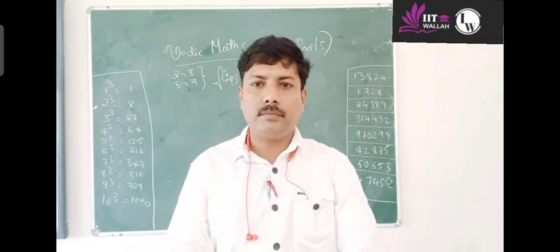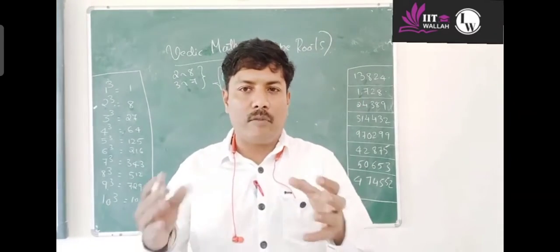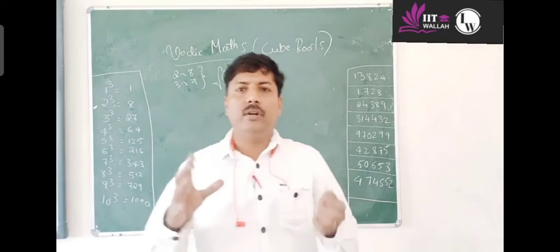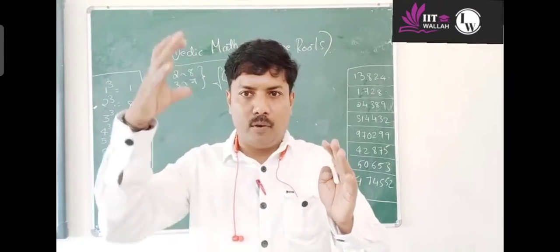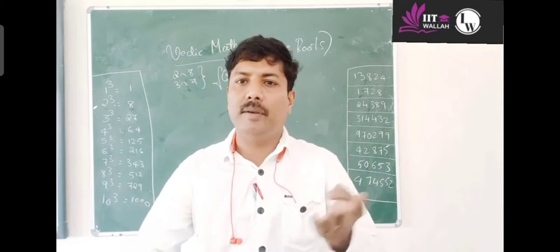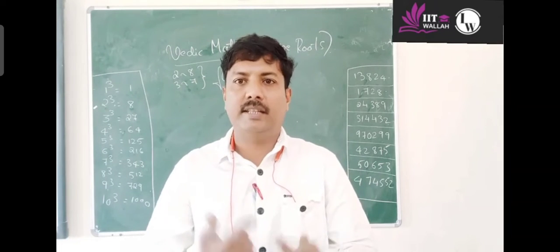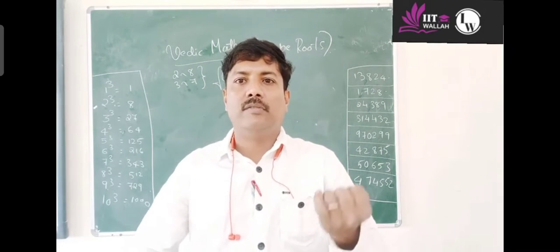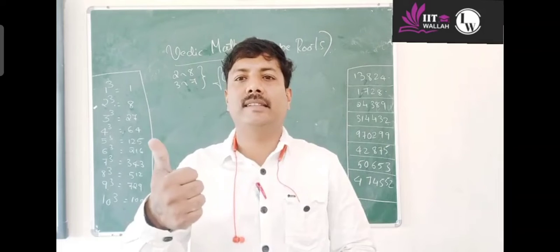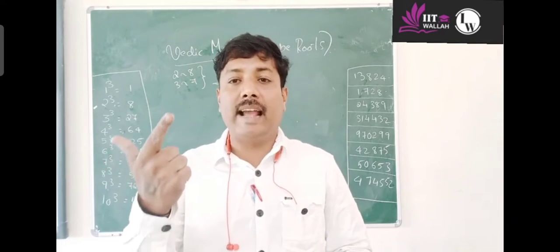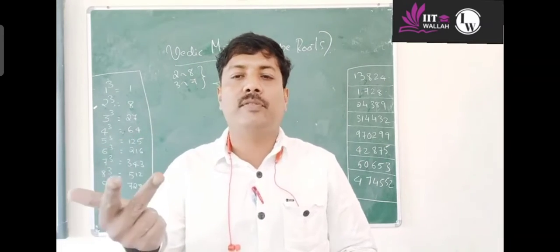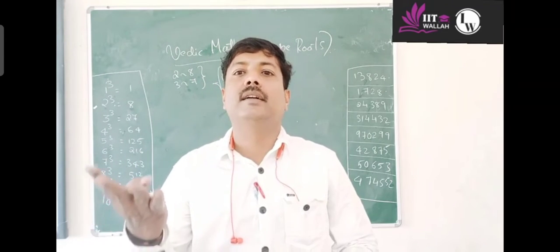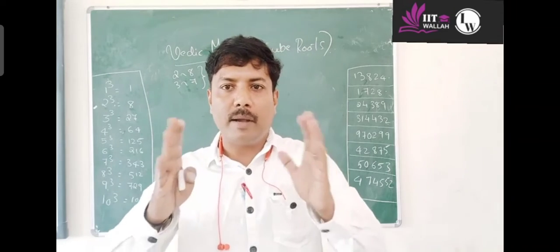Okay. So to find the cube root of any big number, we have a magic math method. For that, you need to memorize 1 to 10 cubes. Like this, 1 cube is 1, you already know. 2 cube is 8, 3 cube is 27, 4 cube is 64, 5 cube is 125, 6 cube is 216, 7 cube is 343, 8 cube is 512, 9 cube is 729, 10 cube is 1000. Okay? This you need to memorize.